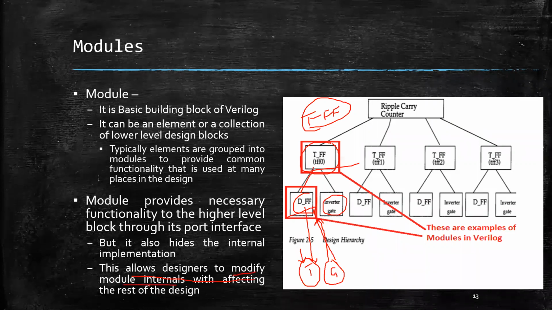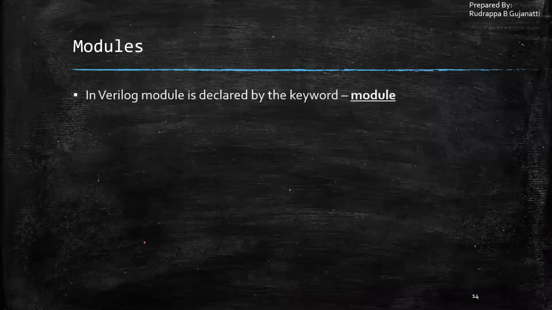You can modify the module internals. The flip-flop internals, say, are developed with transistors, but in the end it should provide me the same implementation of the D flip-flop. If I make use of gates, I am changing the internals from transistors to gates and developing it that way. So this is what it intends.